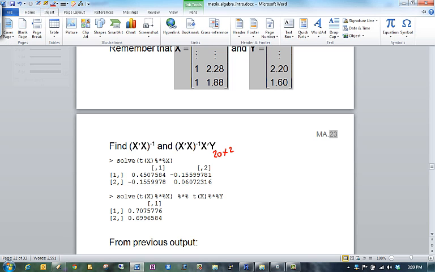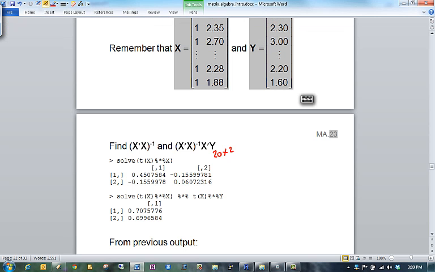This X then, when I transpose it, is going to be 2 by 20. I made a mistake here. This Y is actually 20 by 1. Now remember, X itself is 20 by 2.